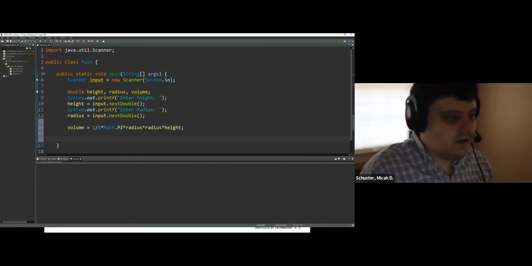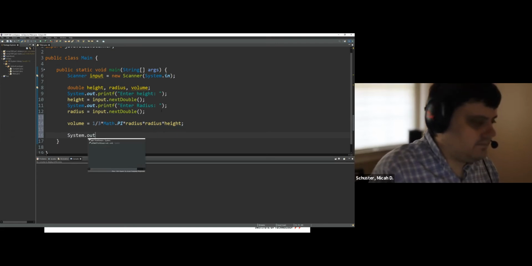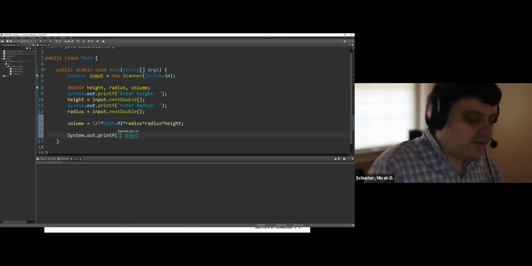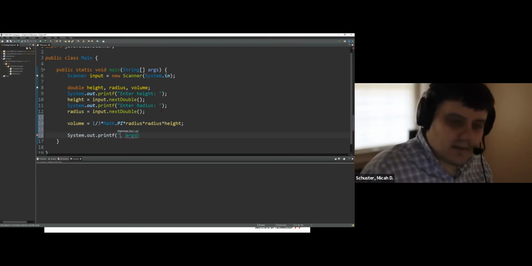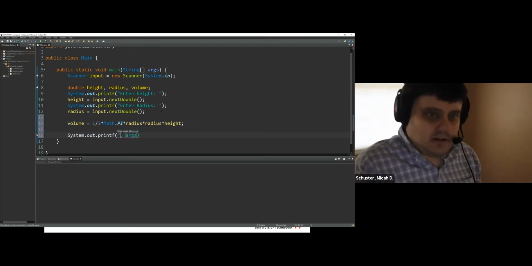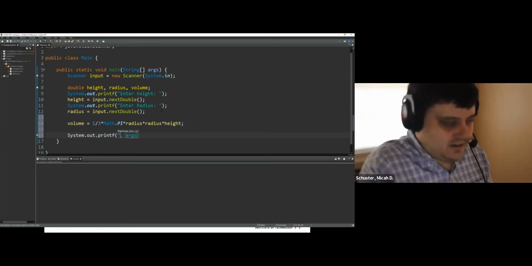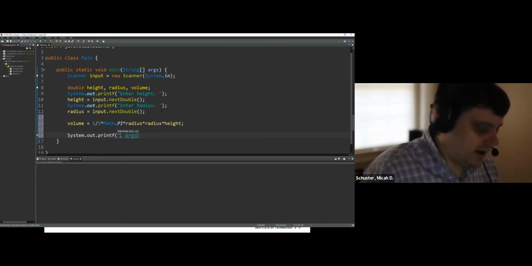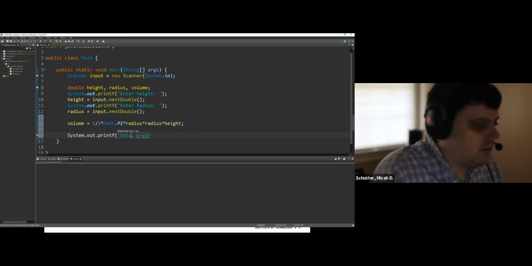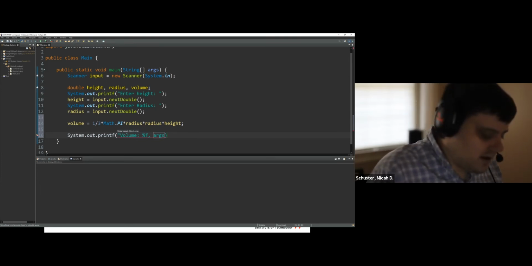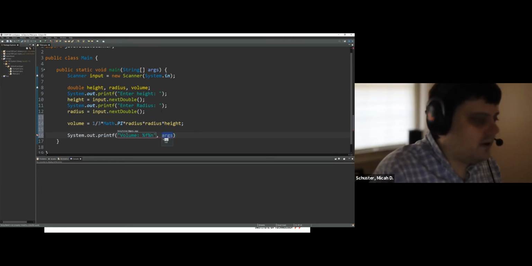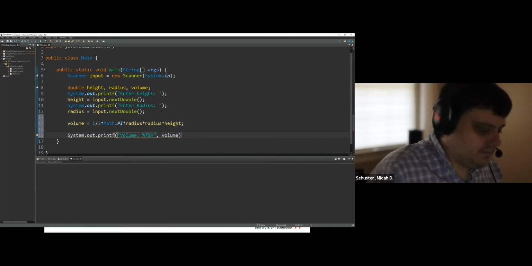And then, of course, we're going to print it out. Now, from a math book perspective, if I had a math textbook open and typed in this equation, this is how I would see it. So we're going to say volume, and we're going to print out %f for printing out a float. And I'll put a new line in as well, and then I'll print out volume.